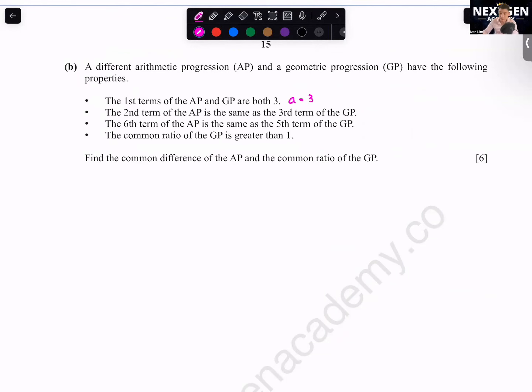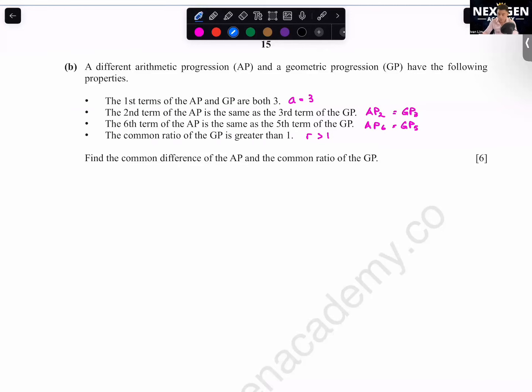Both the A is equal to 3. The second term of the AP is equal to the third term of the GP. It means, I'll just write in terms of AP: AP second term is the same as GP third term. The sixth term of the AP is the same as the fifth term of the GP. And then they say the common ratio is more than 1. We find the common difference of the AP and the common ratio of the GP.